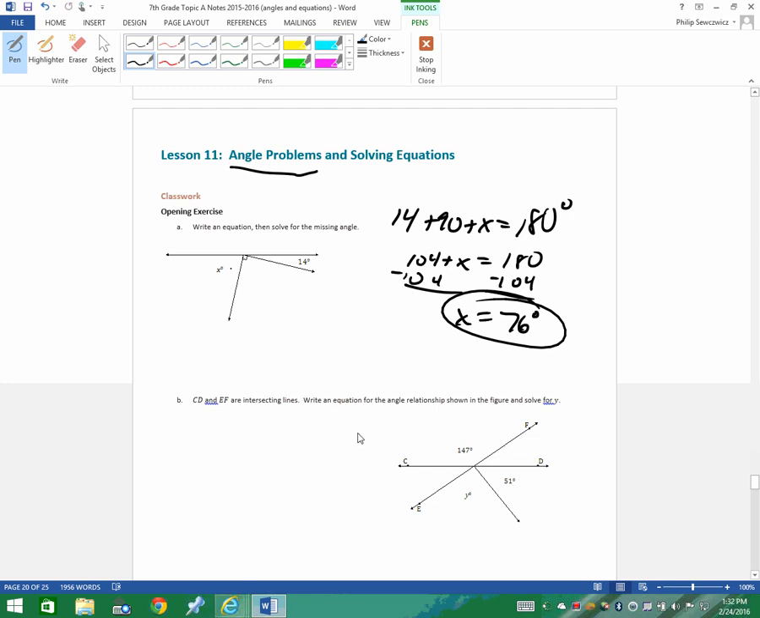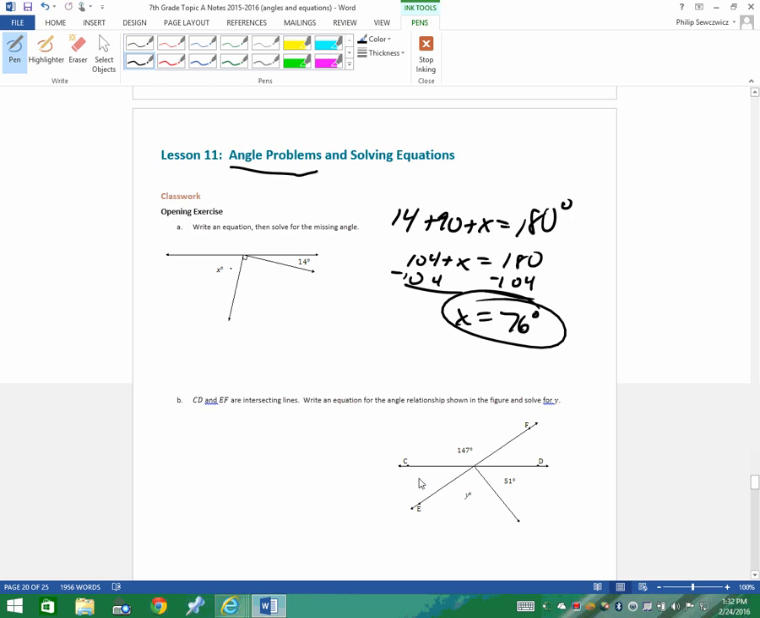Okay, so looking at our picture here, CD and EF are intersecting lines. That's important because we know a line is a straight path of points, which means 180 degrees, supplementary angles. Write an equation for the angle relationship in the figure and solve for y.